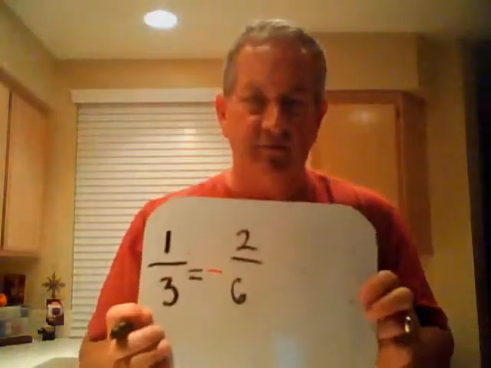Because even though we have more pieces here, we have two parts now red out of six, we didn't color any more in or take any out. It's still the same amount. So 1/3 now equals, we found our first equivalent fraction for 1/3, and that's 2/6.